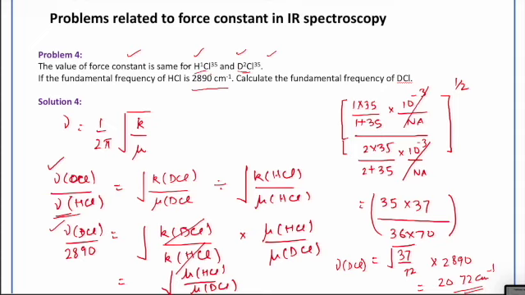Now you can see that the band for HCl in IR spectrum is at 2890, whereas it gets lowered in value in case of DCl.